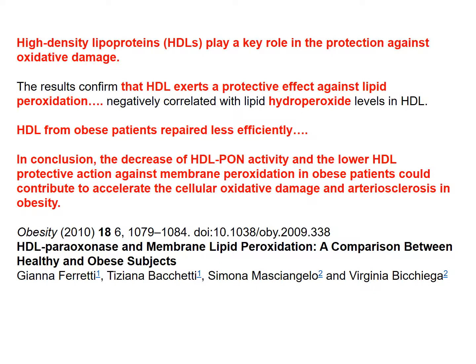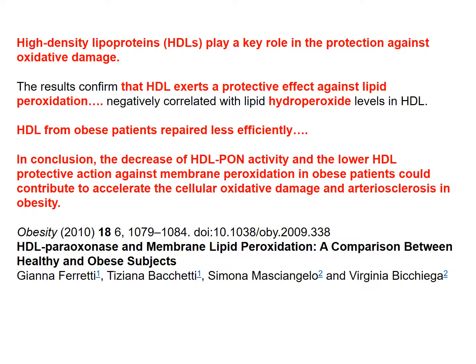The problem is with HDLs with obesity, and we've talked a lot about obesity, but if you read the headlines, which I highlighted in red, we just talked about the idea that HDLs play a role in protecting against oxidative damage. HDL exerts a protective effect, and it correlated with lipid hydroperoxide levels. Remember, we talked about hydroperoxides during oxidation.